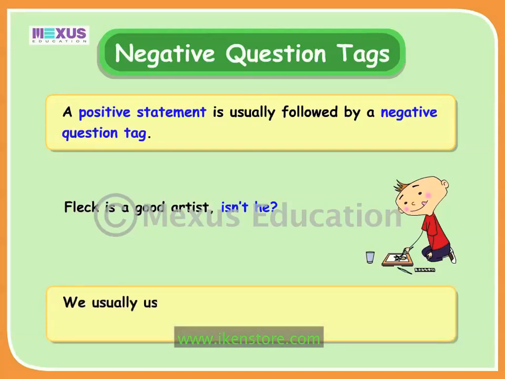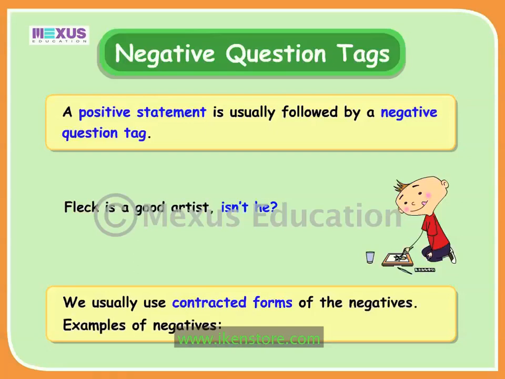We usually use contracted forms of the negatives such as aren't, wasn't, shouldn't, and can't. In the question shown here, we have used the contracted form of the negative "is not."